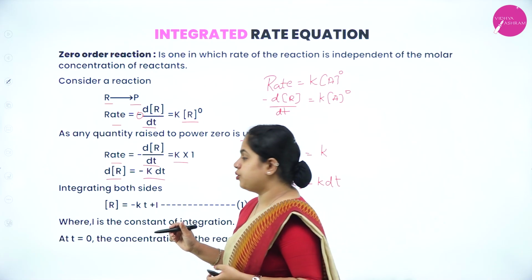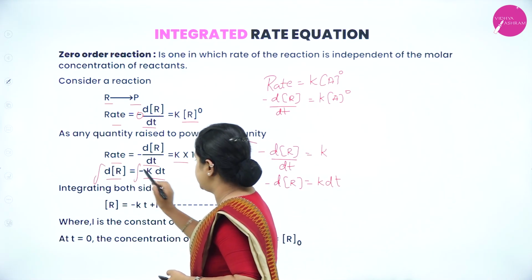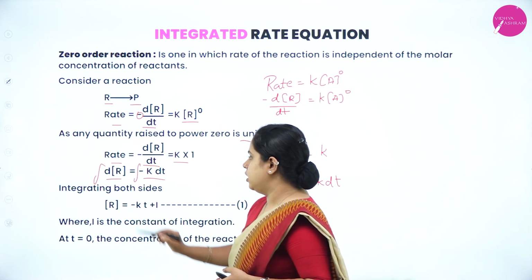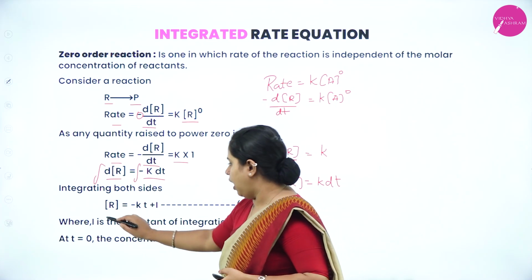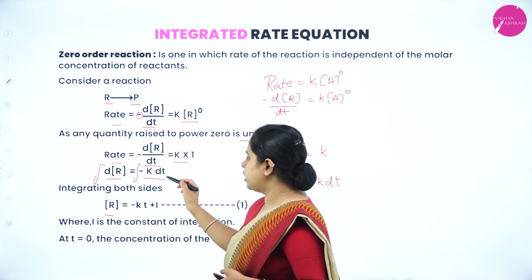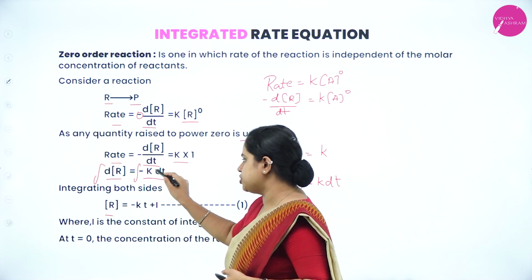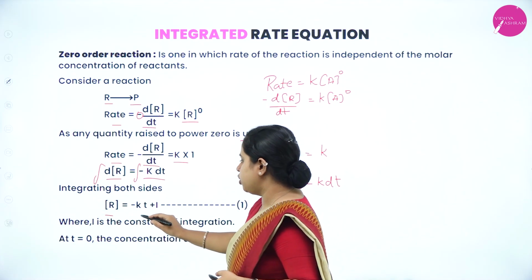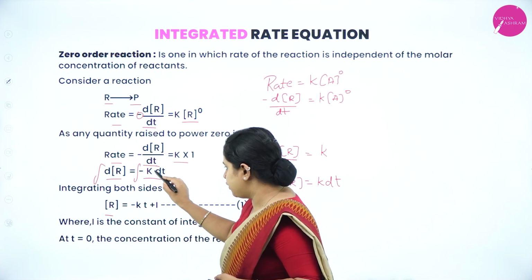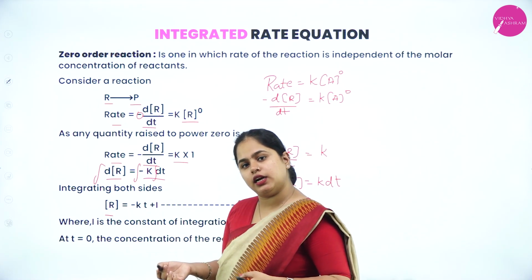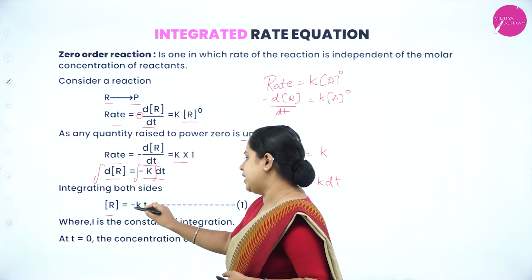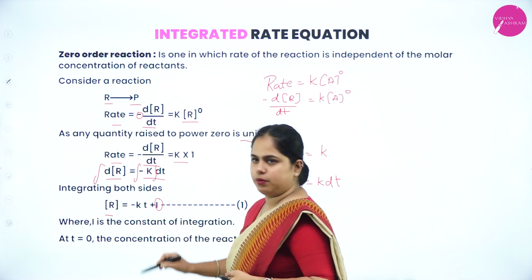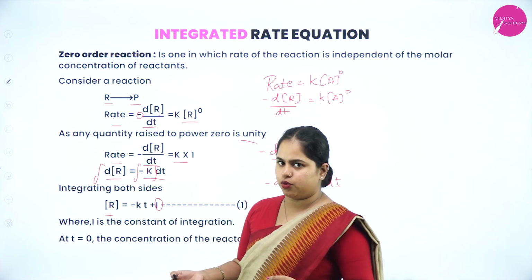So now we are going to integrate on both sides. What is the integral of dR? It is R itself, right. Now what is the integral of minus k dt? k is a constant, so you can take it outside, and the minus sign also you can take outside. So you will have minus k here. Now what is left here? Minus integral dt. What is the integral of dt? It is t itself. So you will have minus kt and plus I will be there. That is the constant while doing integration.